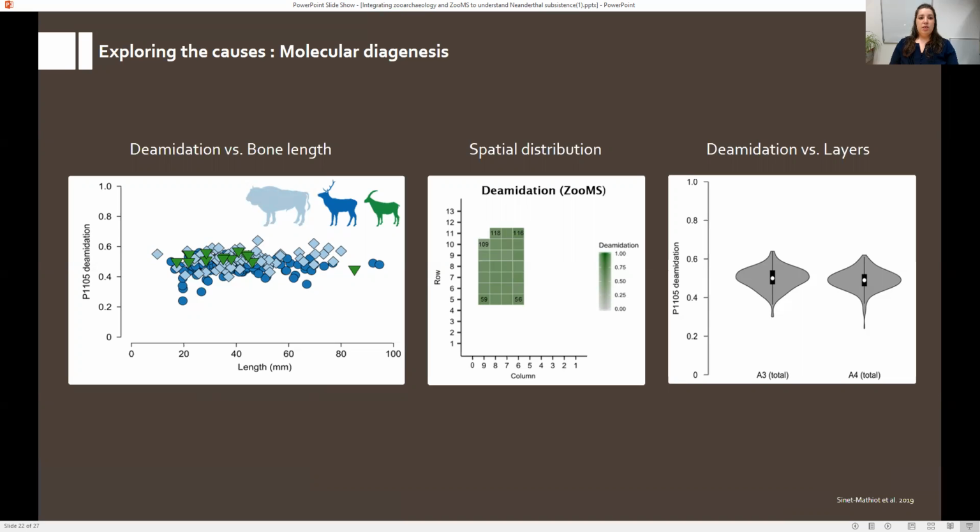We observe that there is no significant relationship between bone length and deamidation values across the species groups, as shown by the figure on the left. There is no spatial difference in the average deamidation per square, as shown by the figure in the center. And also, we find a similar distribution of molecular diagenesis between layers A3 and A4, as shown by the figure on the right. So deamidation cannot explain what we see in terms of species proportion.